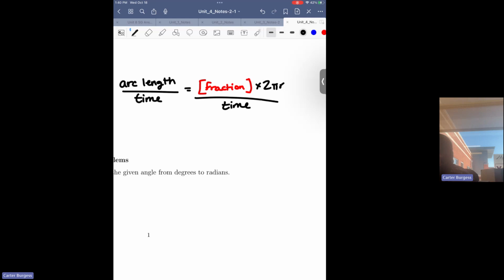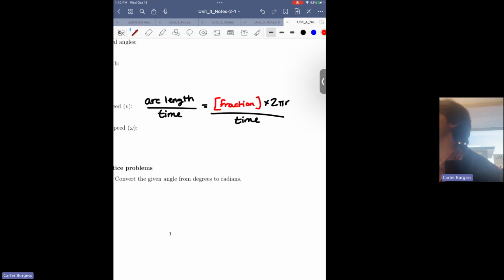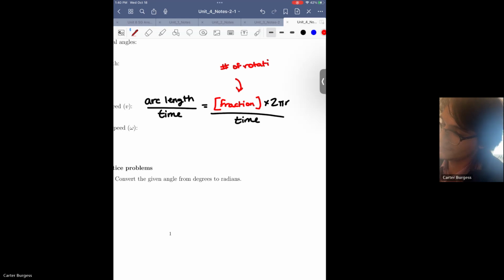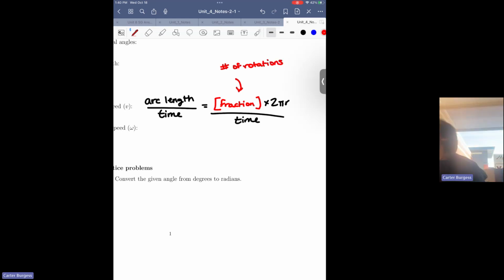Now, though, we're going to be rotating a whole lot of times around our circle. That's okay. We're still going to use this idea of how much of our circle we have rotated around. It's just now going to be a number that's larger than 1. That's totally fine. Think of this fraction as referring to the number of rotations. Before it was how much of a rotation, and now since we're doing more than one rotation, it's just going to be more than one.